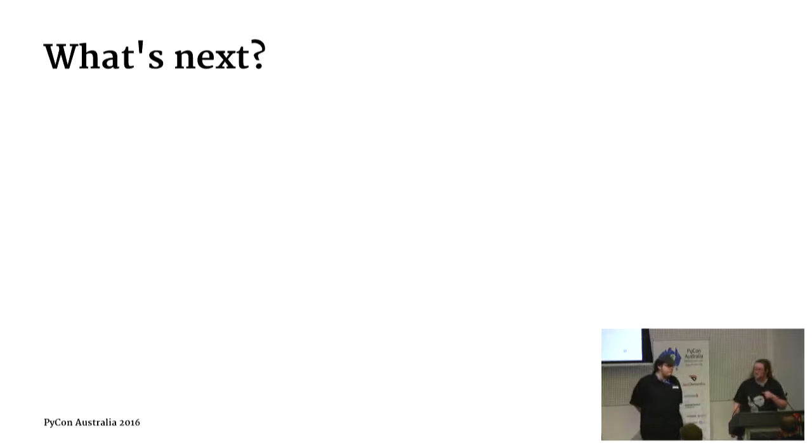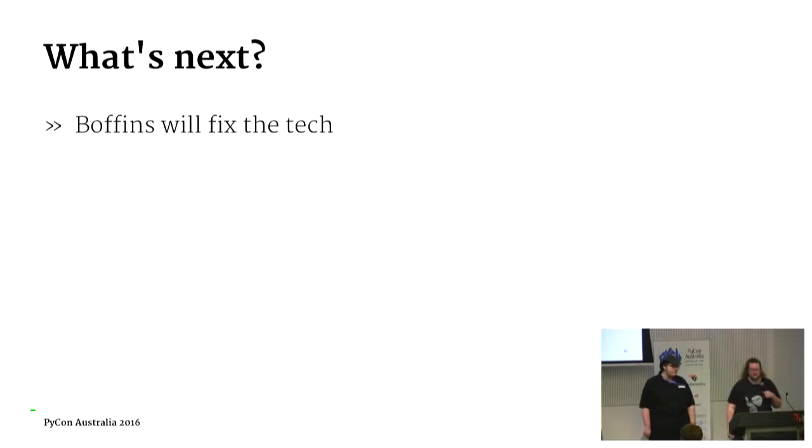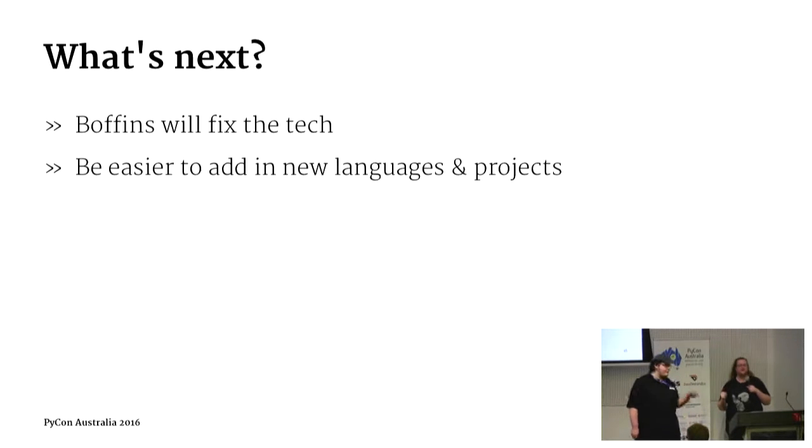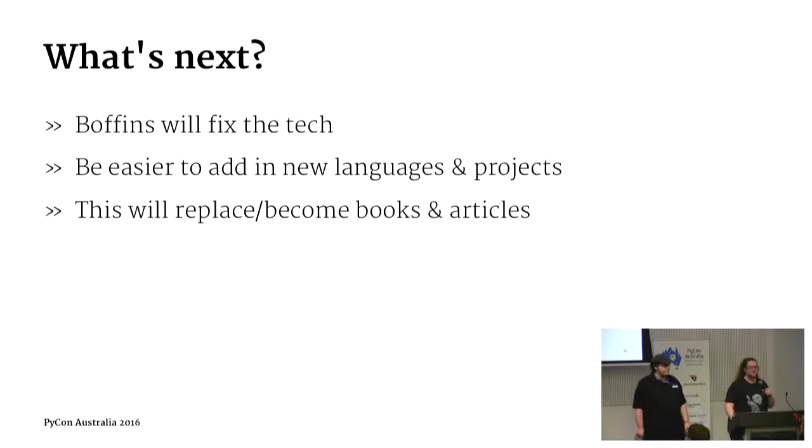Okay, so what do we think is going to be next with these things? The first one is that the clever boffins will actually fix the tech. They're both pretty good, but they are both still pretty crashy. It'll be easy to add in new languages and projects. This is something Project Jupyter seems to be heavily focusing on. They're trying to make it so that it isn't just IPython, really. They're trying to make it very easy for other people to add in support for different stuff, and kudos to them for doing so.